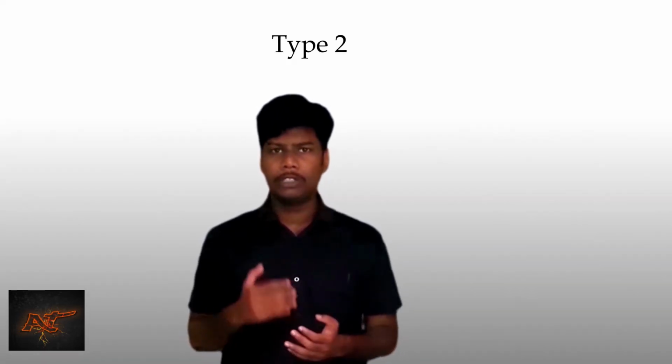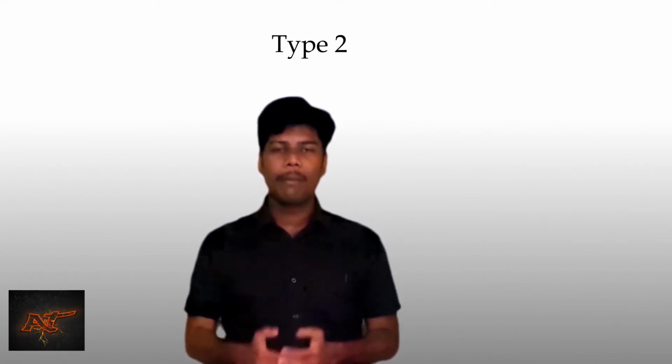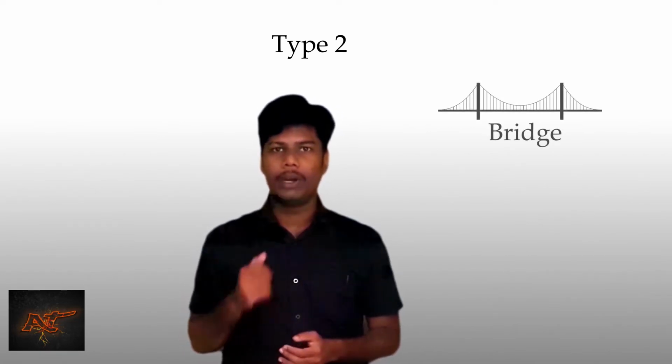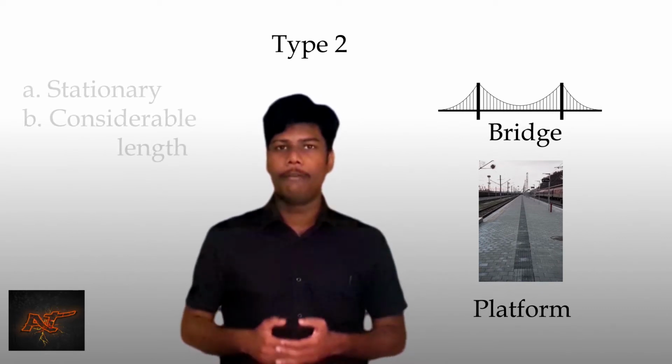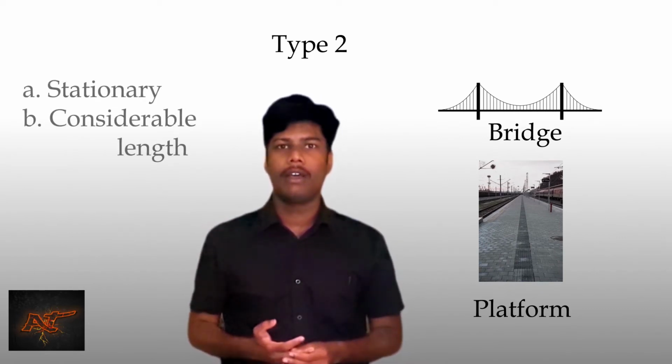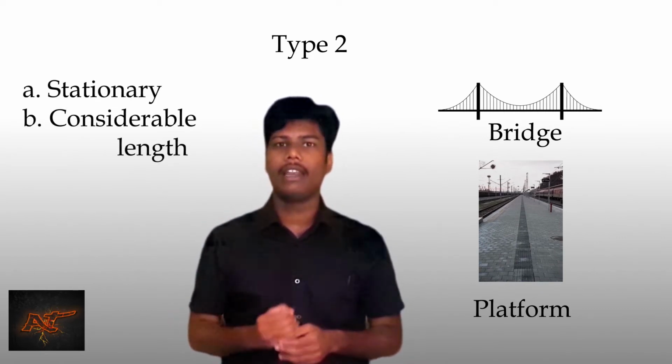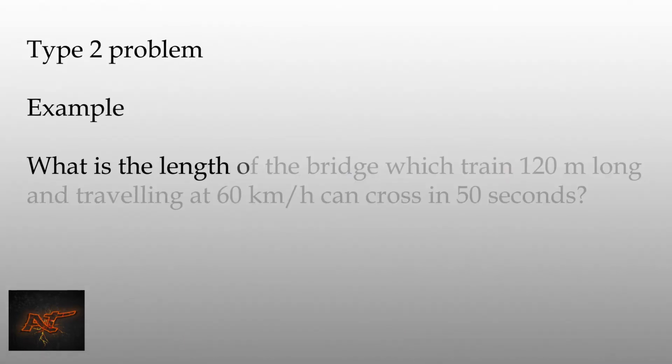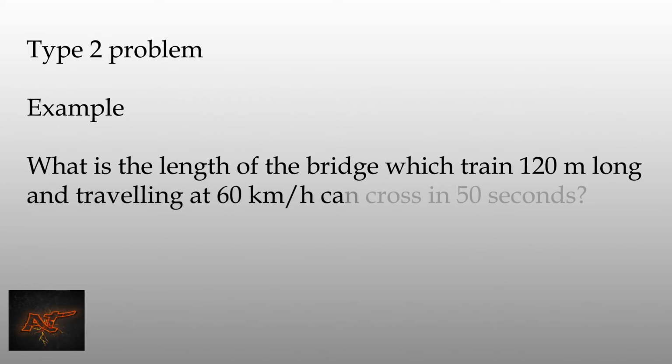The second type usually involves a man-made structure like a bridge or platform which has considerable length when compared to the train, and it is stationary. What is the length of the bridge which a train 120 meter long and traveling at 60 km per hour can cross in 50 seconds? Here, the bridge is the stationary object with considerable length.